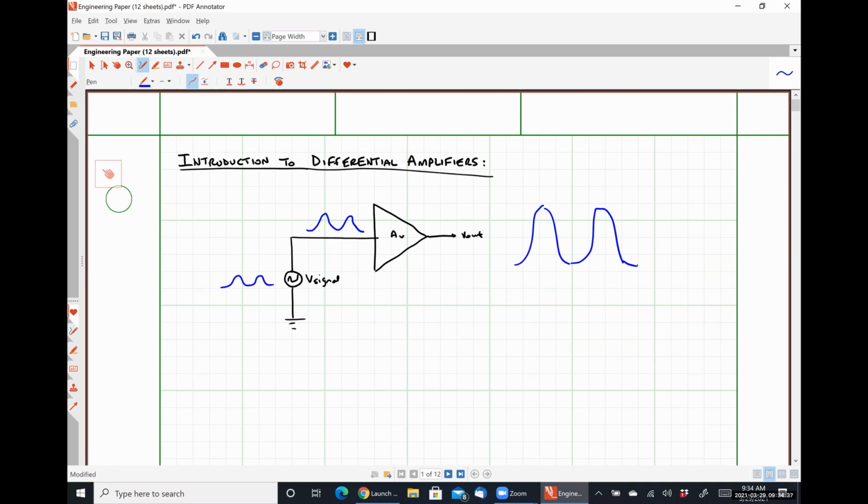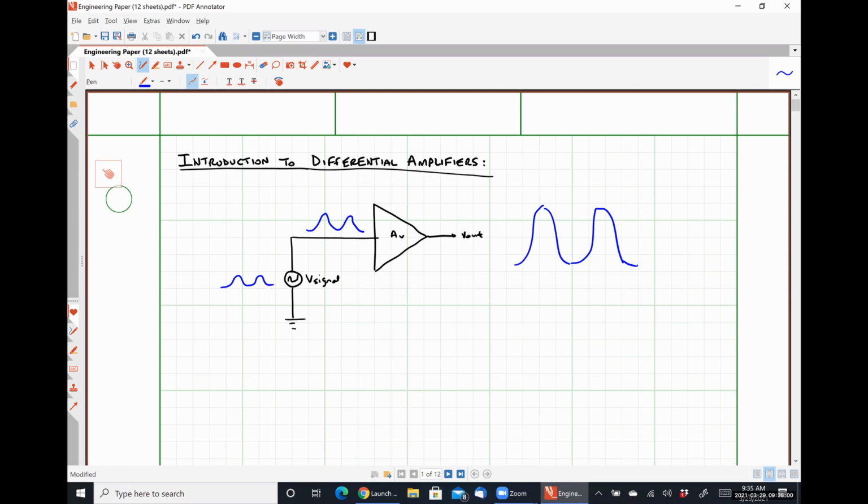Now, obviously, we can have things like inversion and all that kind of good stuff. So for example, with common source or common emitter amplifiers, we would expect for an input sinusoid, we would get an output negative sinusoid because of the inversion characteristic of that amplifier. But we're not worrying too much about phase shift at this point.